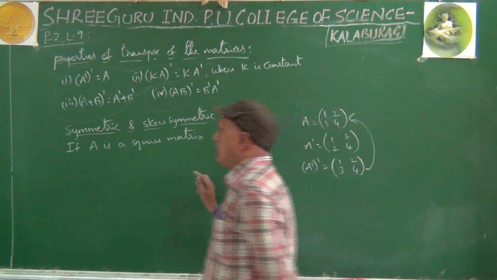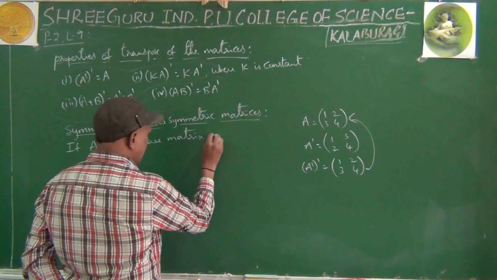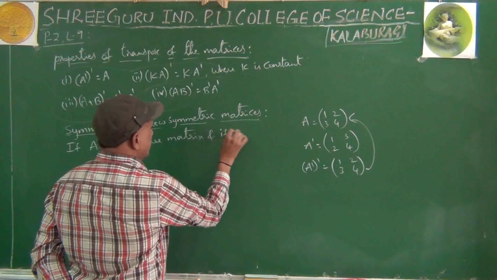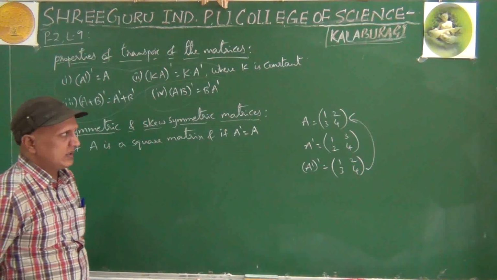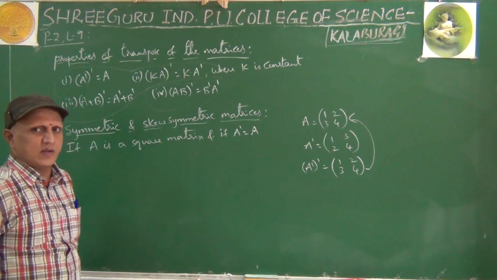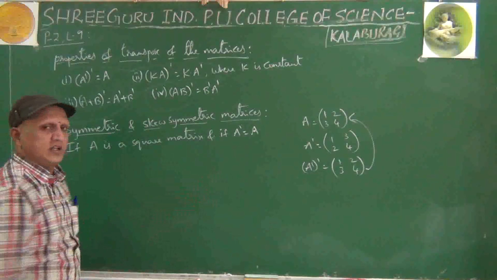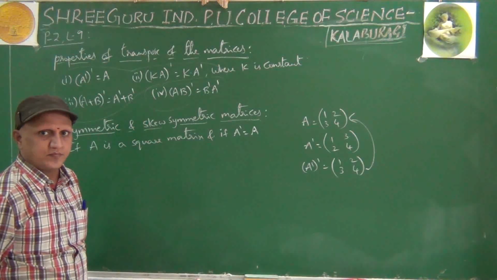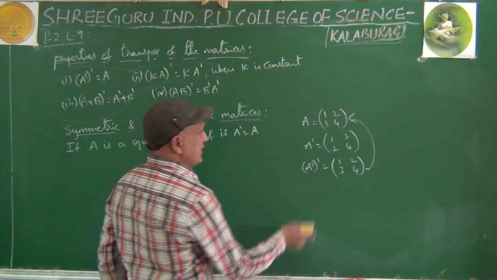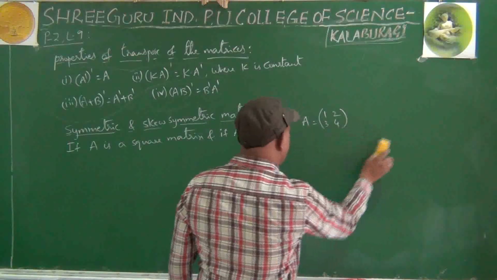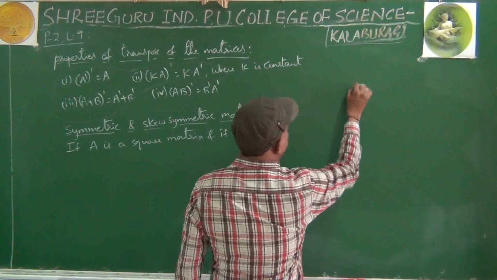Remember that one. If A is a square matrix, and if A dash equals A, you found the transpose of that matrix, then also you got the same thing, then it is called a symmetric matrix. Sir, are there such type of matrices? Even after finding the transpose, we still get the same matrix. Yes? Sir, can you tell one example before going to finish the definition?